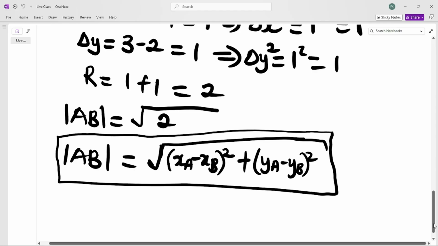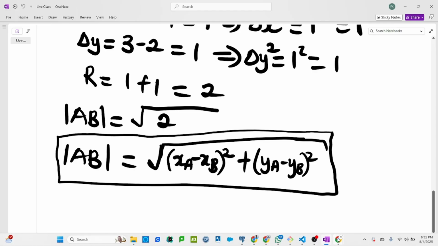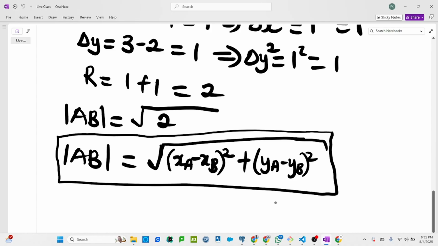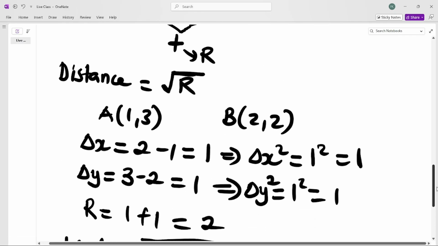Yes, sir. Alice, are you there? Yes, please. Sir, is this formula different from the one you just did? No, it's the same thing, but this is all of them put together. This is the general formula. But the one I did first is a step by step.